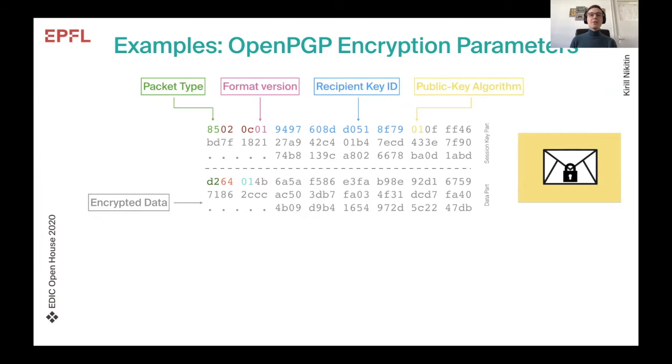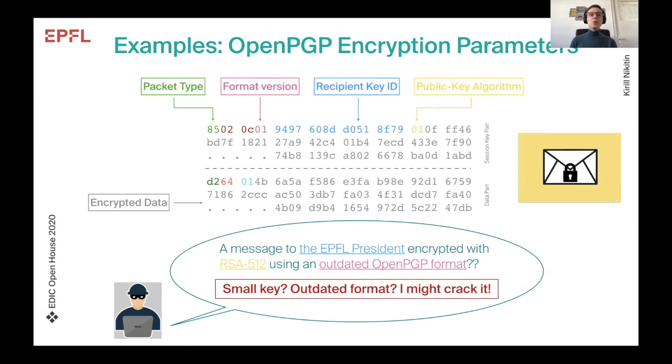And here's an example of clear text encryption parameters. OpenPGP is a popular format for encrypting files and emails. But in addition to the encrypted payload, it reveals information like a recipient key ID and public key algorithm in a clear text header. And sometimes an adversary can use this clear text metadata to simplify the job of cracking the algorithm.